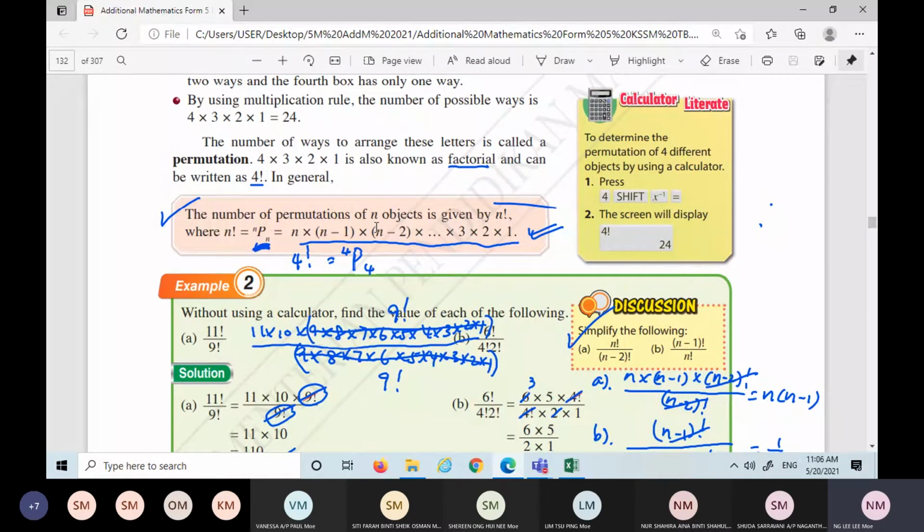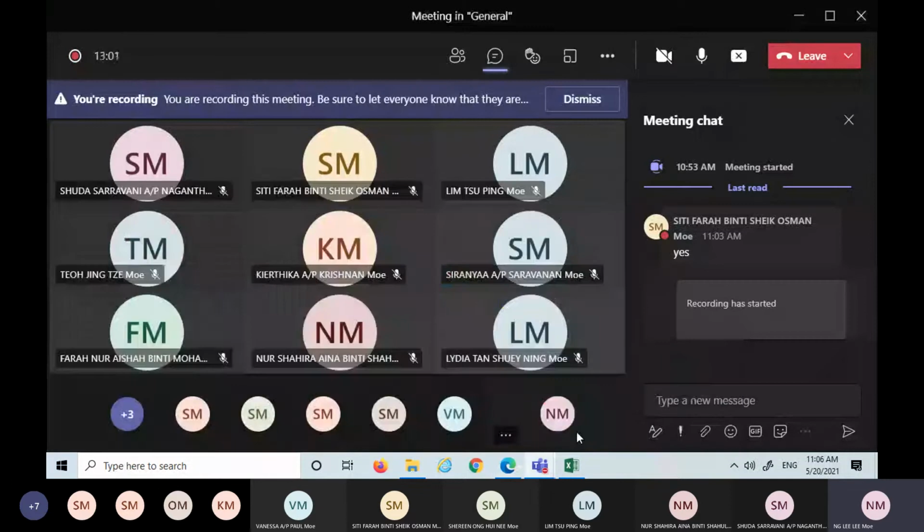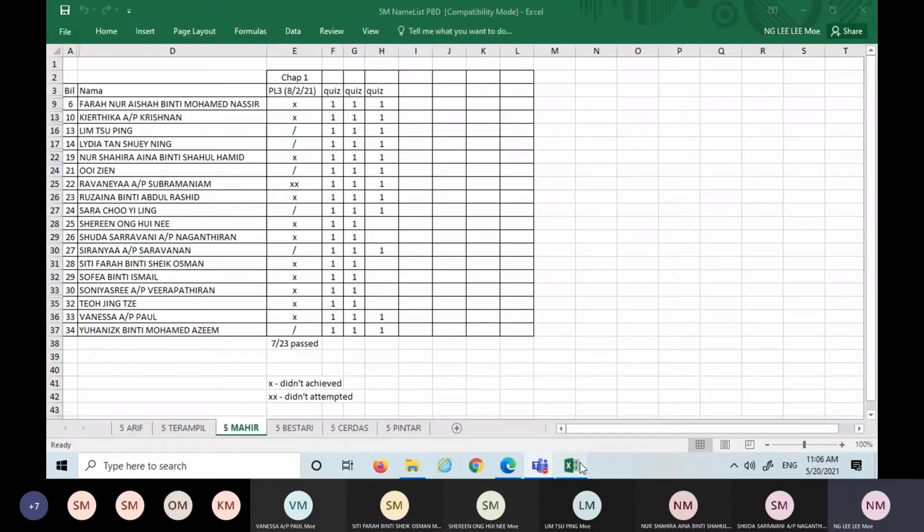if the permutation of n objects is in a circle, what formula should I use? You can just turn on the mic and tell me the answer. Who is the first one to answer it? Then I give you the 1 mark. Come on. Yes, Siti Farah: n-1 factorial. Thank you very much. It's n-1, in brackets, and then factorial.